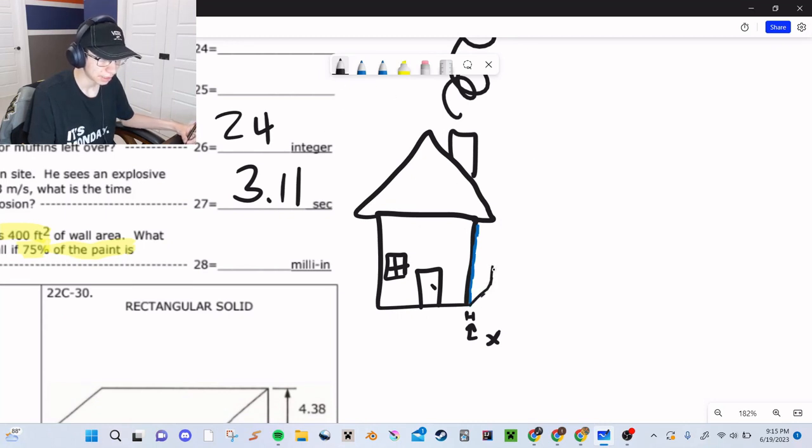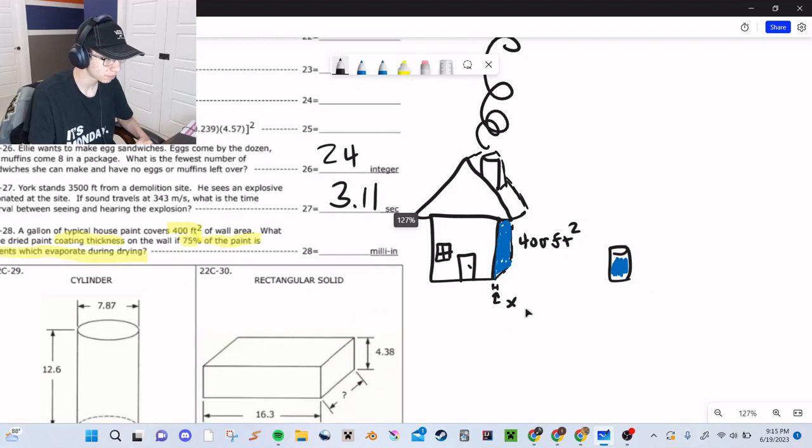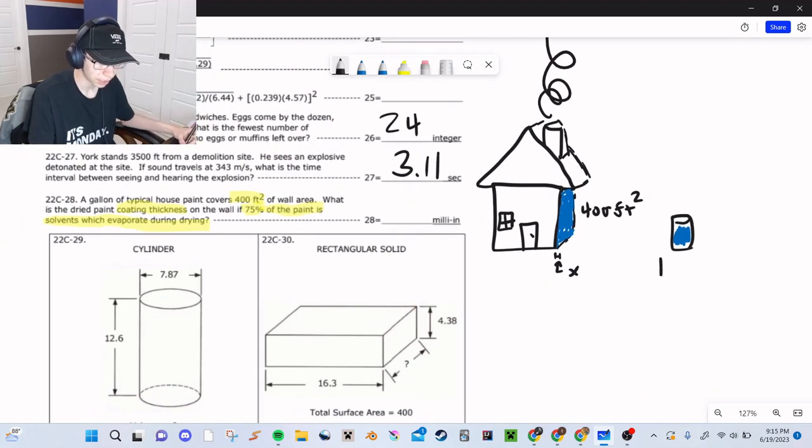We kind of take this to the third dimension real quick. We know that this paint covers an area, like this bucket of paint, this bucket of blue paint. It's going to cover 400 square feet of wall area. This bucket is 1 gallon.